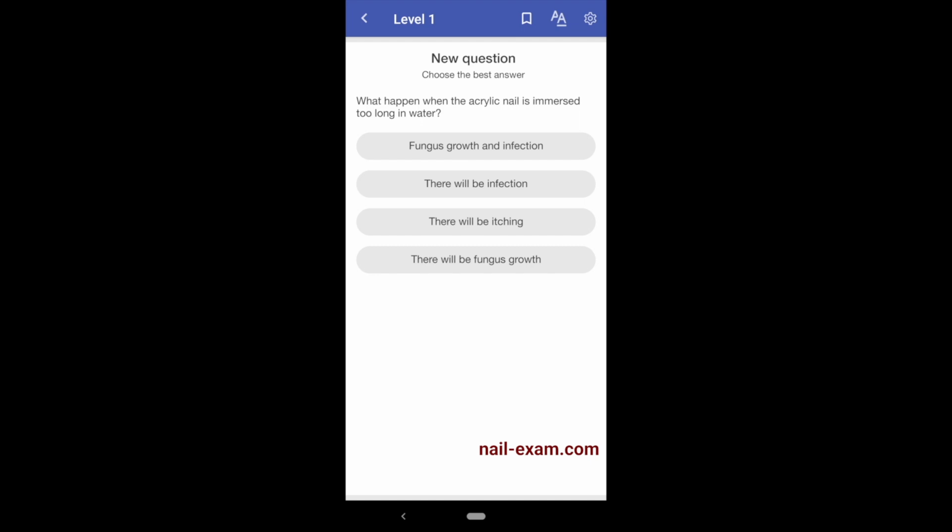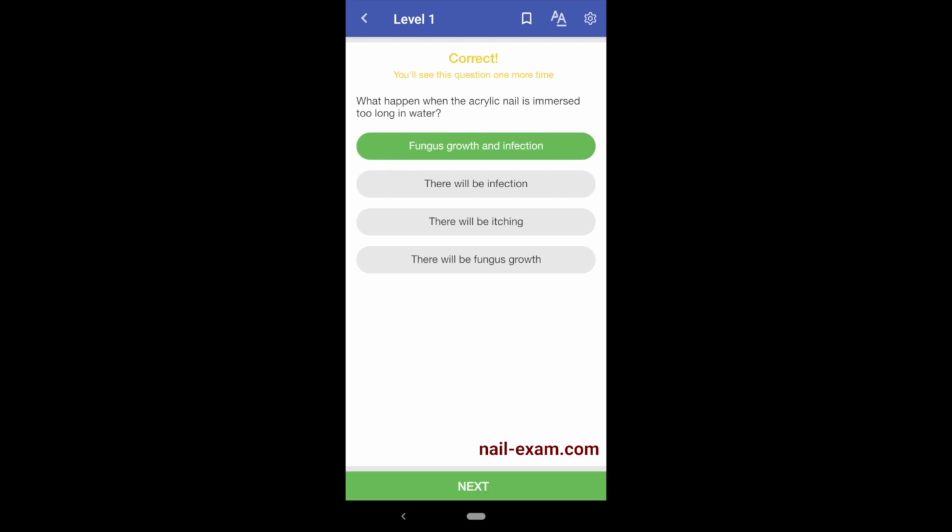What happens when the acrylic nail is immersed too long in water? Answers: A. Fungus growth and infection. B. There will be infection. C. There will be itching. D. There will be fungus growth. The answer is A.